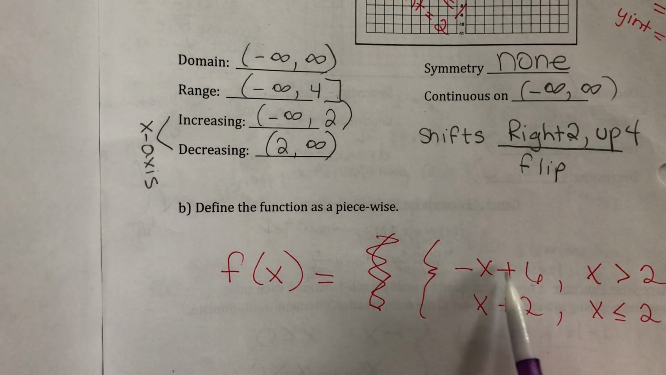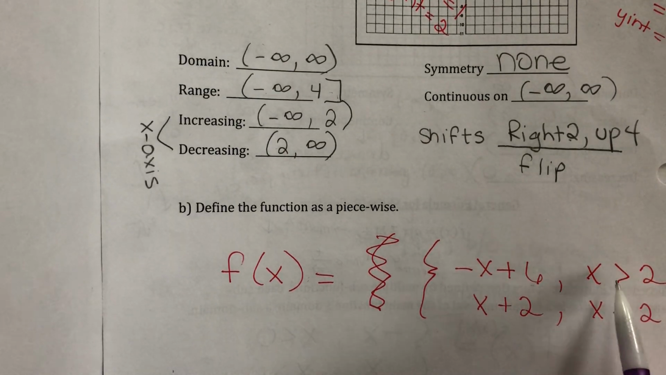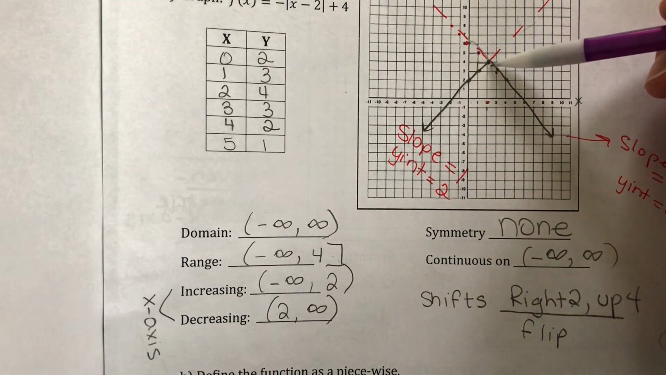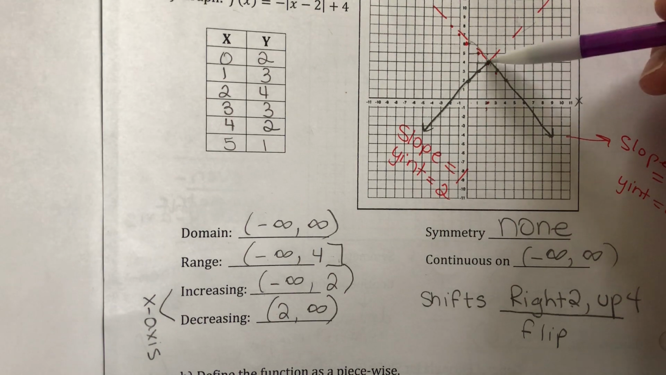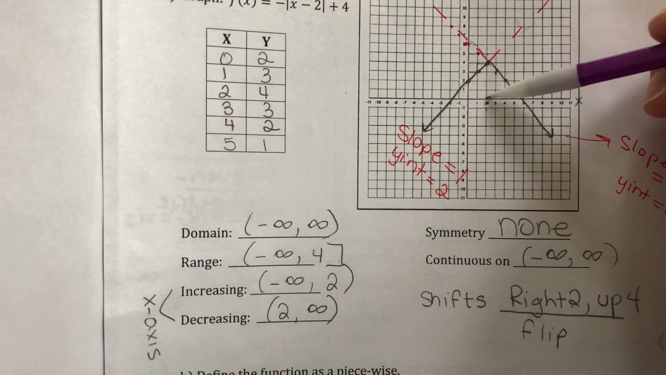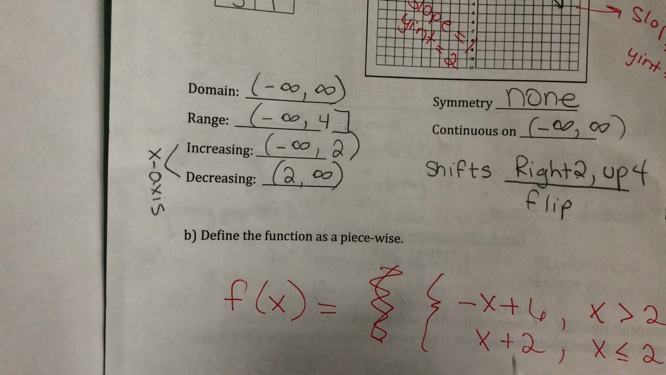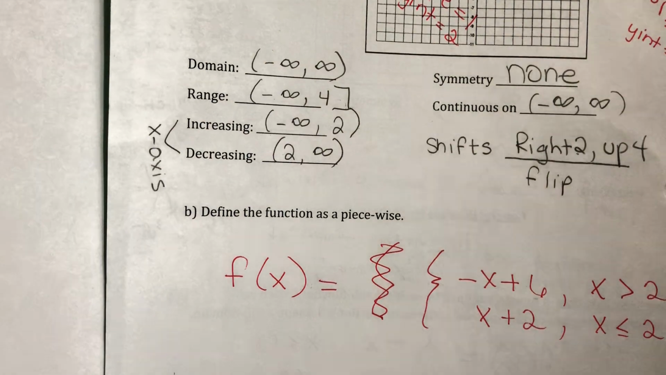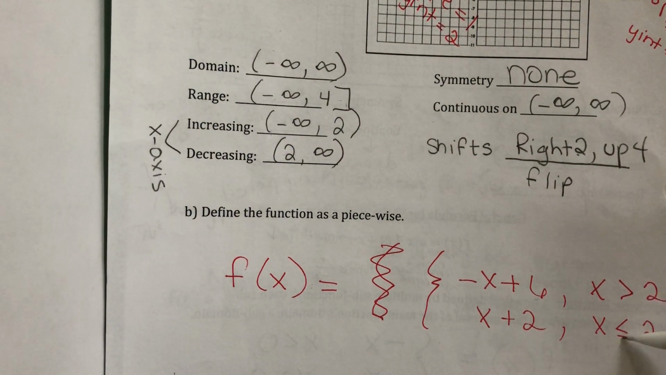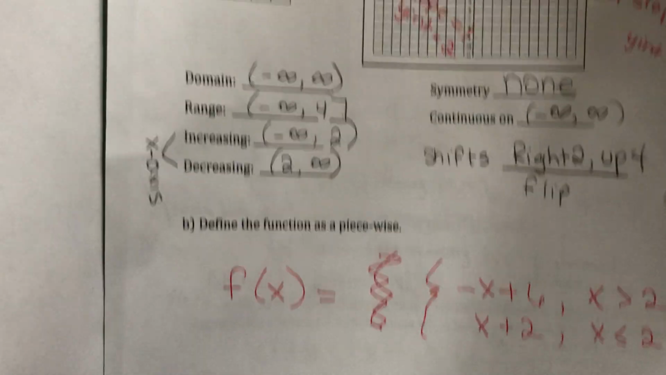The graph -x plus 6, I would be looking at from the x values greater than 2. So that would be this one here. When x is greater than 2, so 2 or greater, I see this graph. But I only want to see the other graph, x plus 2, when the x values are less than or equal to 2. And again, pick one or the other to have the equal to. They can't both have it.